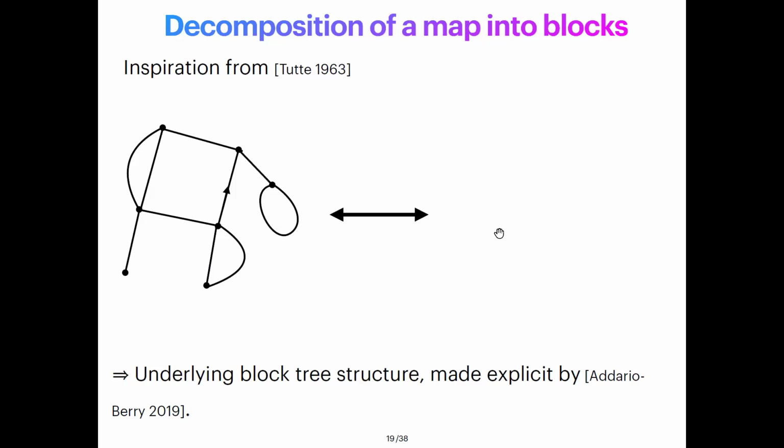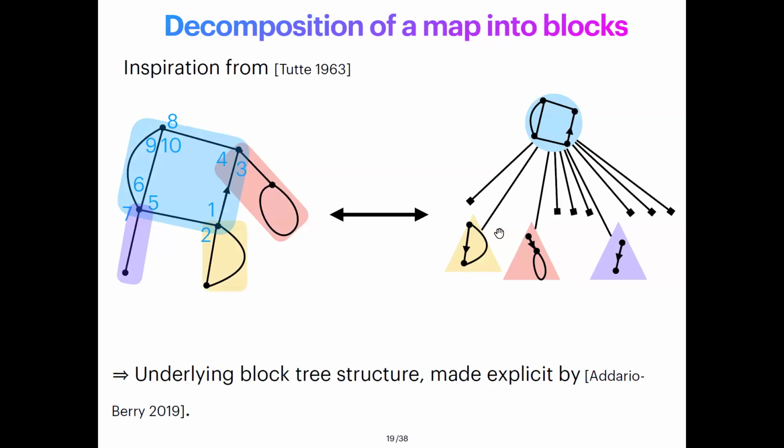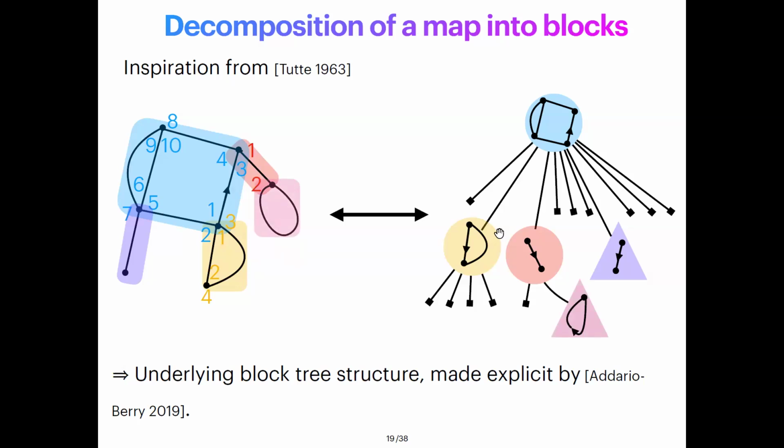This underlying tree structure was made explicit by Luigi Adariu-Berry. And let me finish it on this example. So for the yellow map, the block containing the root is a whole map, so there is nothing more to see in the corners. So we'll just write black squares everywhere. For the red map, it's more interesting. We have the block containing the root, which is simply one edge. And then in the second corner, there is this pink map on which we can iterate again this procedure, 1, 2, 1, 2, etc. And this on the right is what we call the tree of blocks for the map on the left.